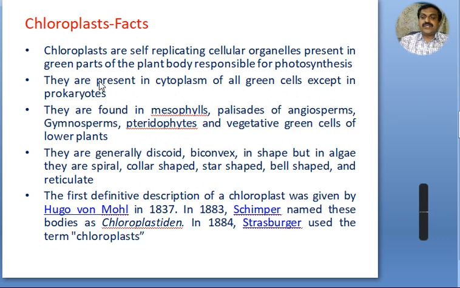So the next topic is the structure of photosynthetic apparatus, otherwise called the structure of chloroplast. There are certain facts about chloroplast to know before the structure of chloroplast. Chloroplasts are self-replicating or self-duplicating cell organelles present in the cell cytoplasm in the green parts of the plant body, and they are responsible to carry out this process of photosynthesis.